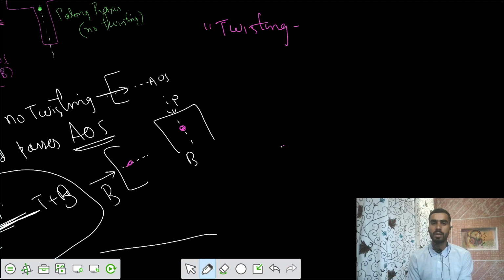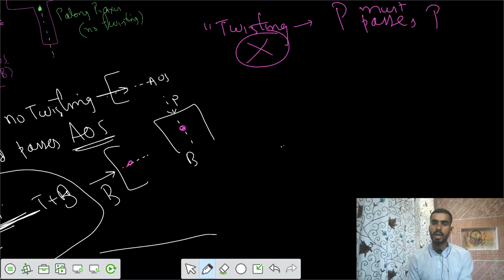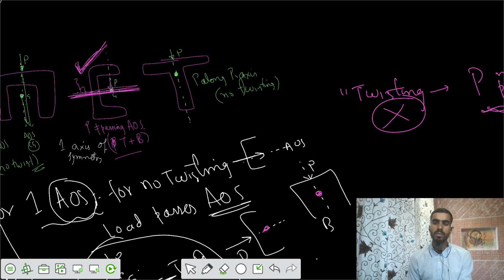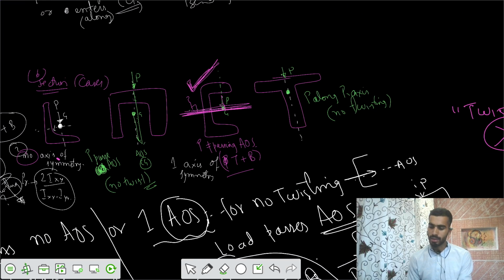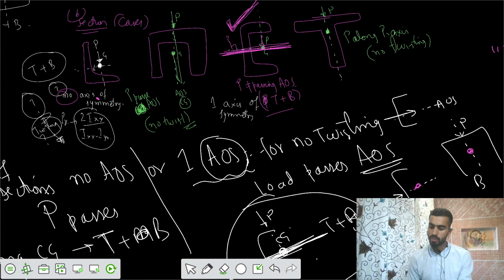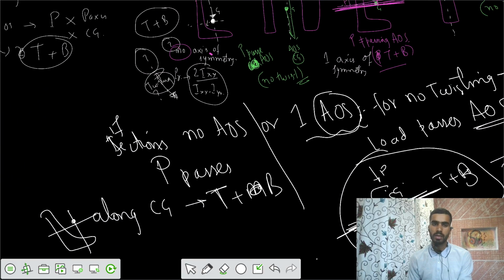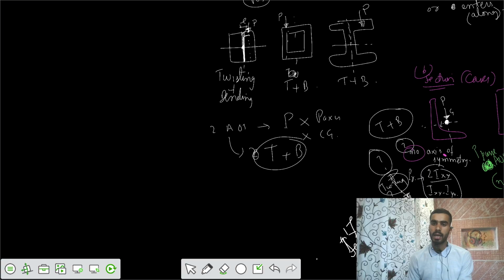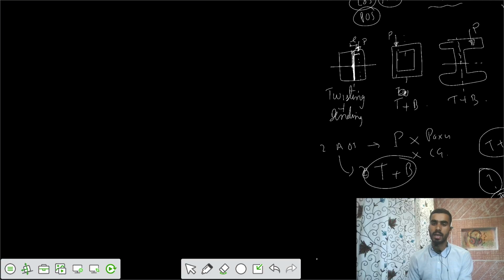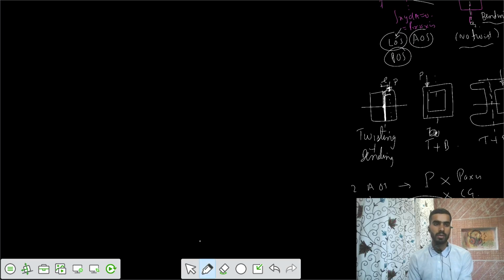So for the condition of twisting, we got one concept. For twisting to not happen, the load must pass along the principal axis. So we got this one. Then, next topic is how can you eradicate the twisting of that section. For that, we have the concept of shear center.